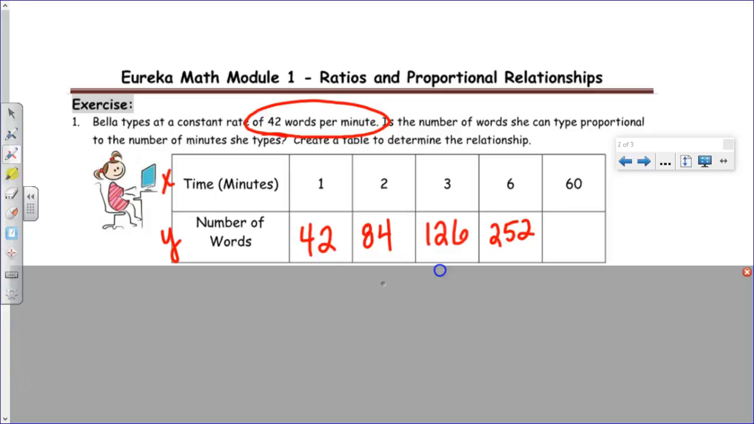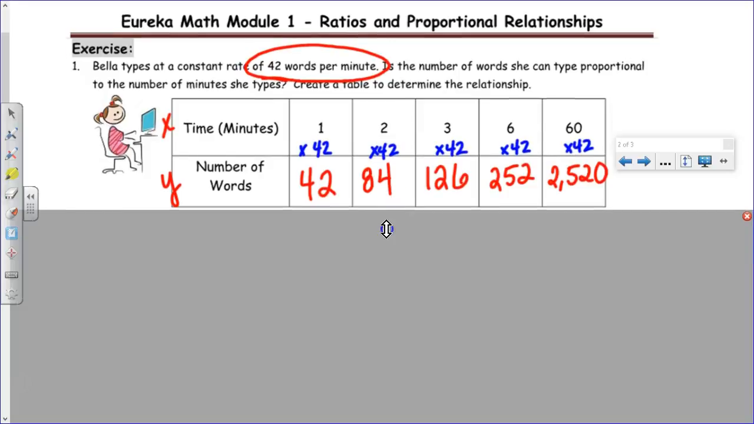Whoa, and then 60 minutes. So basically, if she types for a straight hour, she'd probably be really tired, but she could, at that rate, type 2,520 words. So each time I multiplied by that constant multiple, we're going to hear that word, constant multiple, times 42, times 42. When you see that that math problem works for each part of the table, that's what makes it proportional, because each one of these numbers was multiplied by 42.